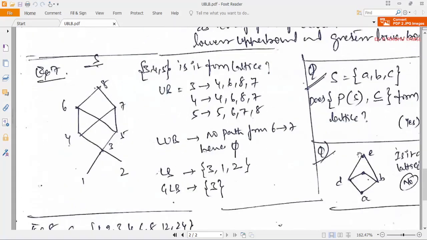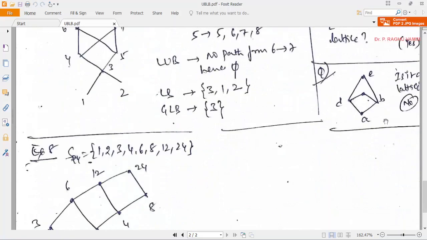Here are some more questions. Here S is equal to A comma B comma C is the set, and if you represent the power set of S over the subset relation, will it form a lattice? The power set is nothing but the empty set, A, B, C, AB, BC, CA, ABC. So all combinations are there. Obviously the main set is a superset of the other sets. So if you form a diagram, it will form a lattice. Every pair of nodes will have a lower bound as well as an upper bound.